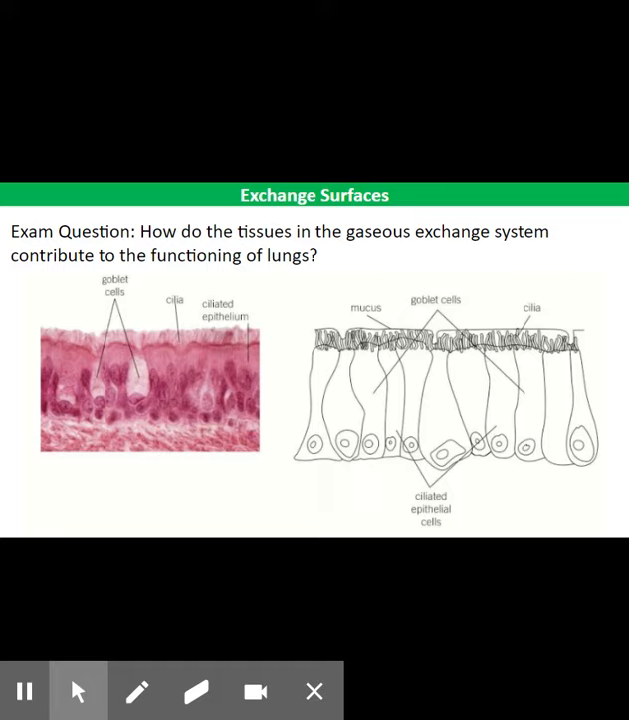A final one I'll mention for now is the rings of cartilage in the walls of the trachea and the bronchi, which are there to provide support. So they're strong but flexible. It stops the trachea and the bronchi collapsing when you breathe in and stops them collapsing as the pressure drops.